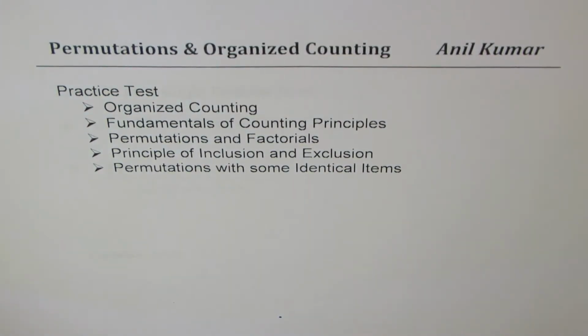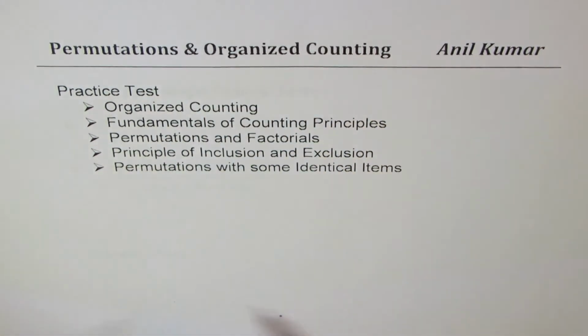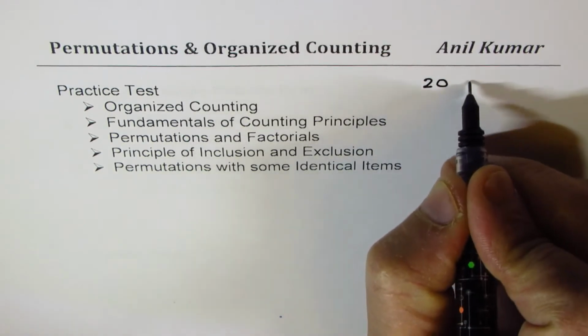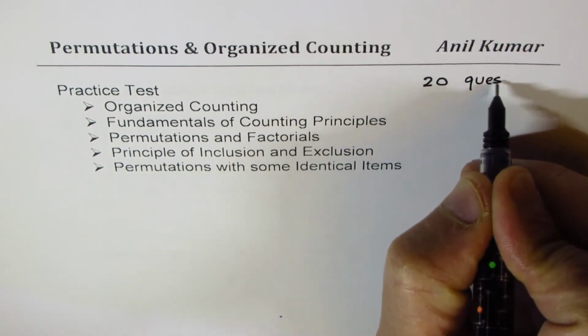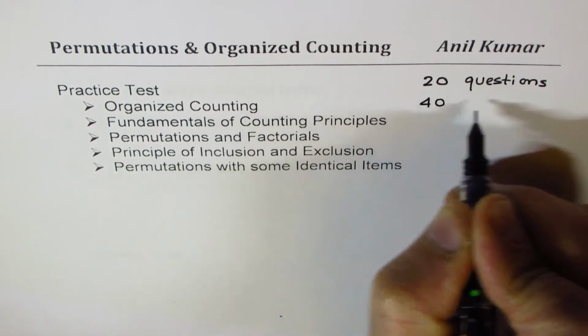I'm Anil Kumar sharing with you a practice test paper on permutations and organized counting. We have about 20 questions here, right? So we are working on 20 questions. And the time should be around 40 minutes.